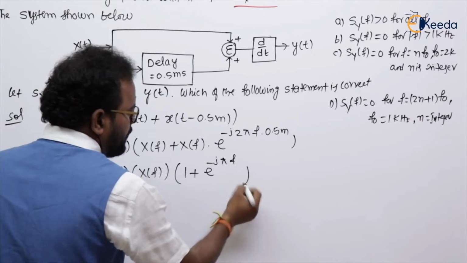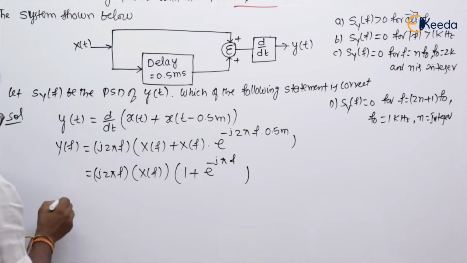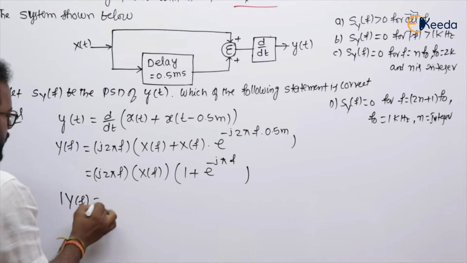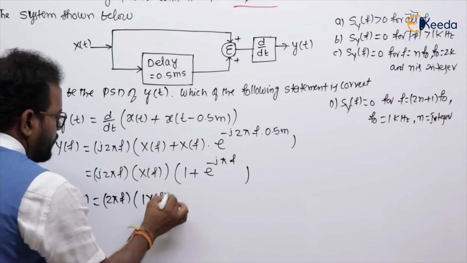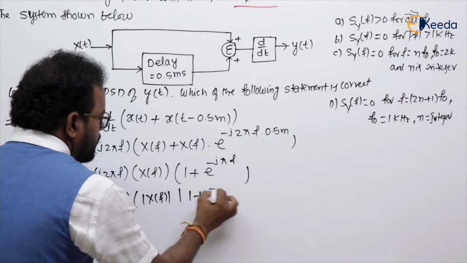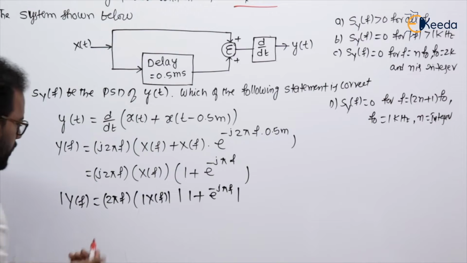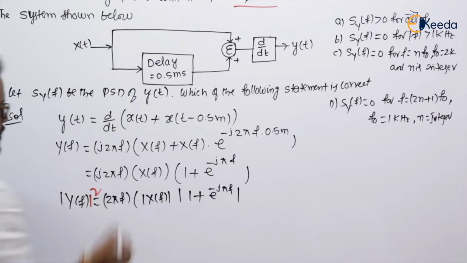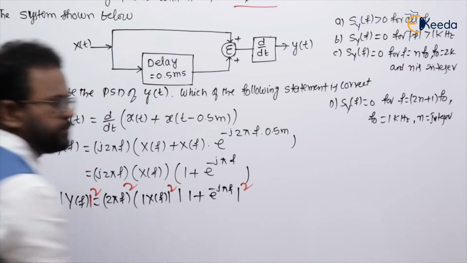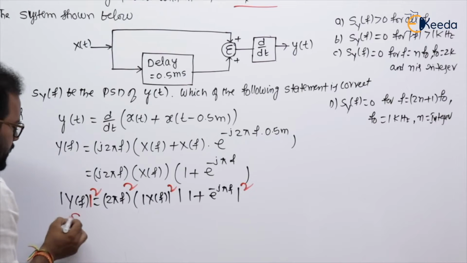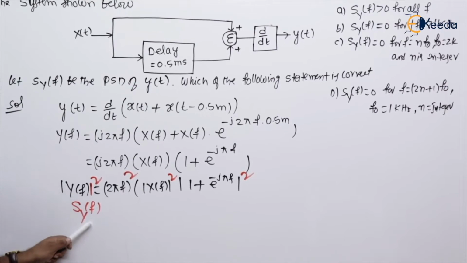So this milli I am not writing, because anyhow the kilohertz are there, I will tell you at the time. Now take the modulus, mod Y of f equal to modulus of 2 pi f into mod X of f into 1 plus e power minus j pi f modulus. But what is the power spectral density? Modulus square. So this is square. And if you observe, this is nothing but Sy of f.